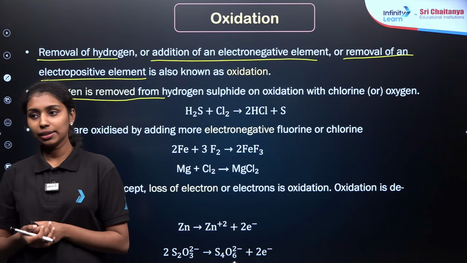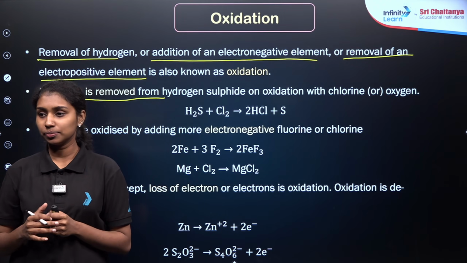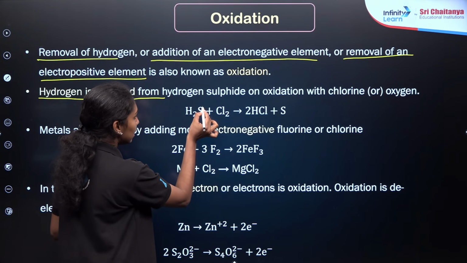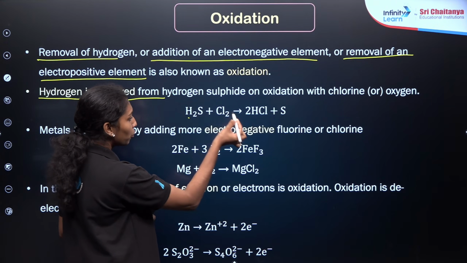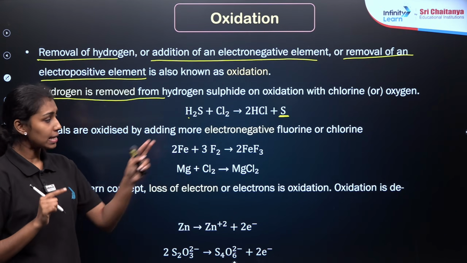Yes, Hardik, you are correct. We can explain it in terms of addition of oxygen, right? Yes, this is a classical concept. So if I consider this reaction, this is H2S, right? So hydrogen is removed here. Simply sulfur is forming. So we can explain this removal of hydrogen as an oxidation.